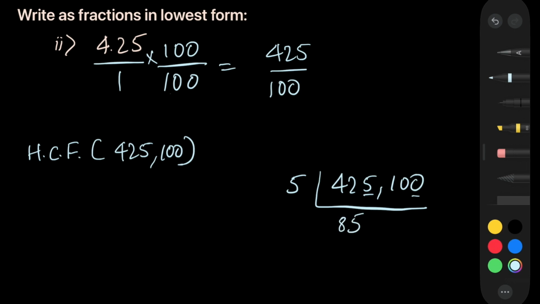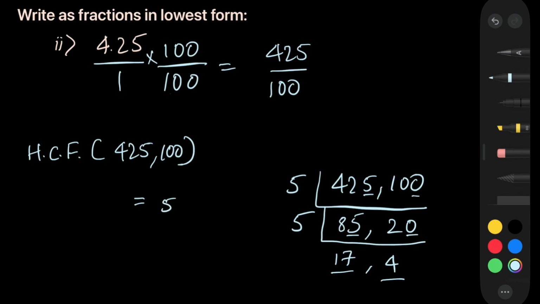85 into 5 gives us 425, while 20 into 5 gives us 100. Again, 85 ends with 5 and 20 ends with 0, so both are once again divisible by 5. 17 times 5 gives us 85, while 4 times 5 gives us 20. 17 and 4 do not share any more common prime factors, so the HCF of 425 and 100 is 5 into 5, which is equal to 25.